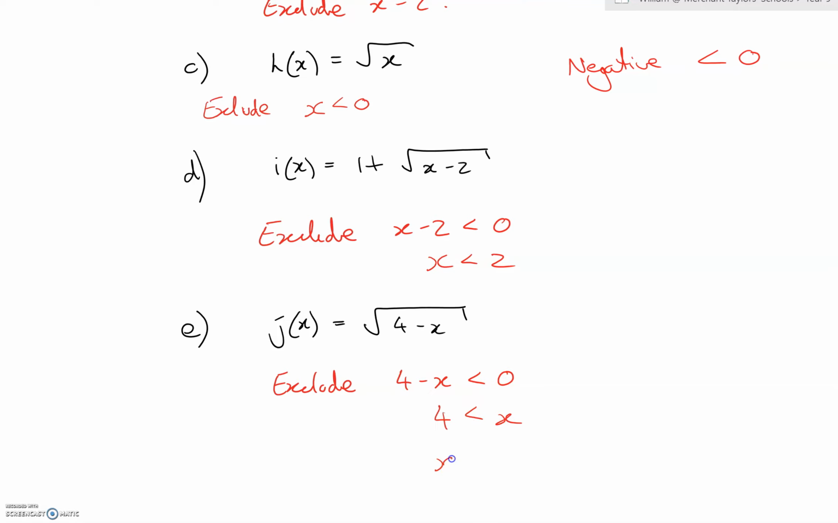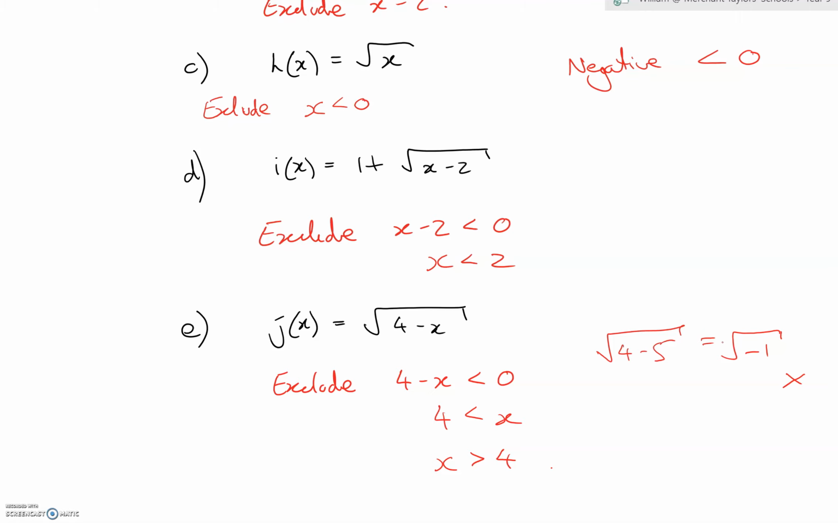So add x to both sides. So I'd have to exclude anything bigger than 4 for x. Think about it. If you let x be 5, I'm going to be square rooting a negative. Okay, I'm not allowed to do that. I'm not going to get any real values, which means no solutions to this. So exclude x bigger than 4.